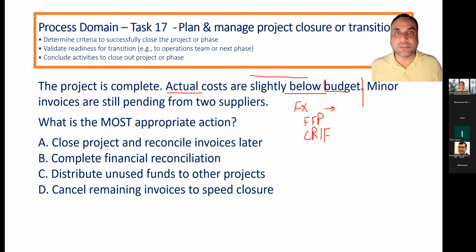Minor invoices, okay. Actual costs are slightly below budget. Now the red flag: minor invoices are still pending from two suppliers. What is the most appropriate action? Close project and reconcile invoice later. Complete financial reconciliation. Distribute unused funds to other projects. Cancel remaining invoices to speed closure. So I cannot say that actual cost is less until I pay everything. Very good.